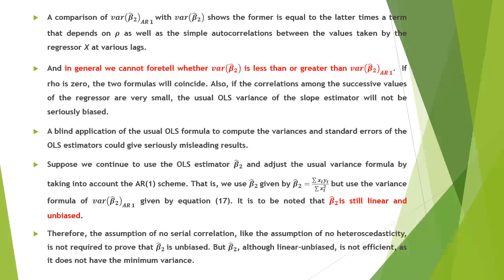It is to be noted that beta 2 hat is still linear and unbiased. Therefore, we do not require the assumption of no autocorrelation, like the assumption of no heteroscedasticity that we have seen earlier, to prove that beta 2 hat is unbiased. But beta 2 hat, although linear and unbiased, is not efficient as it does not have the property of minimum variance.